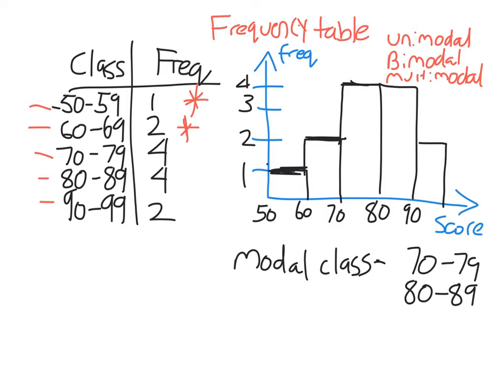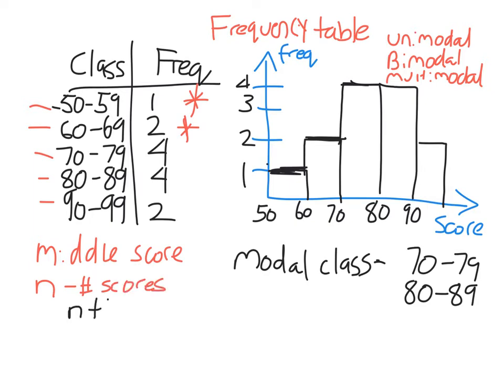Now, to find the median class, what we do is we find the class in which the middle score lies. So for the middle or the median score, you can use this formula. Let n be the number of scores. If you use this quick formula, n plus 1 on 2, that doesn't tell you what the middle score is, what the median is, but it tells you the score that is the middle.